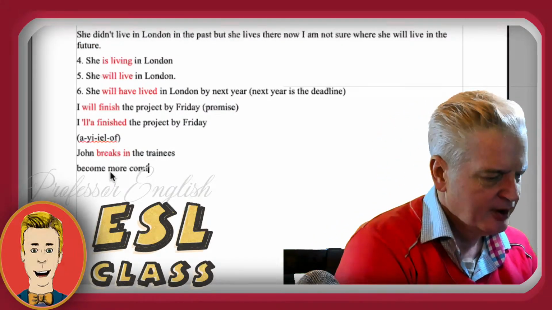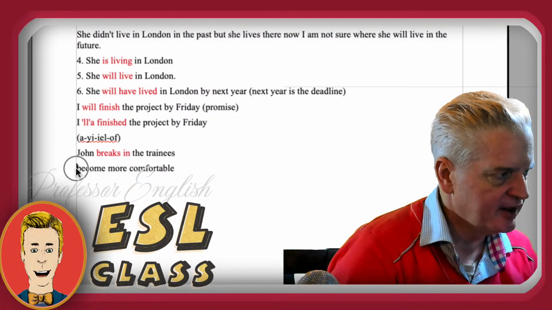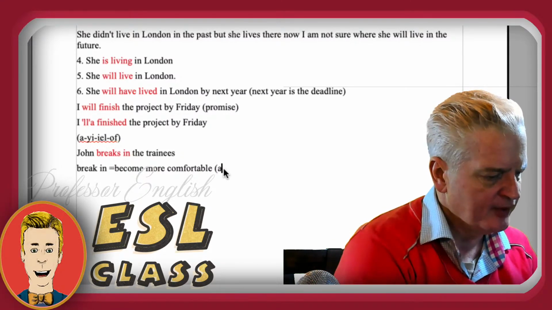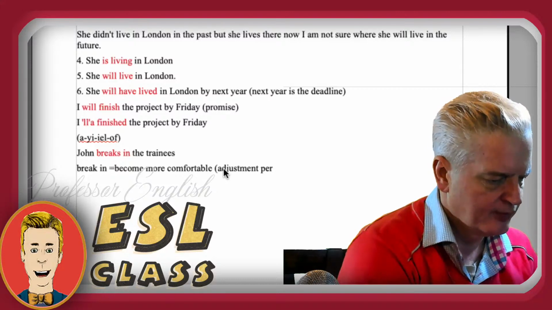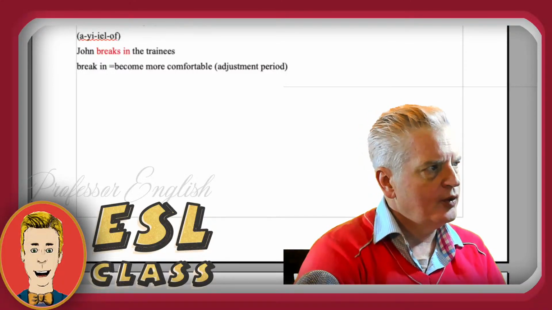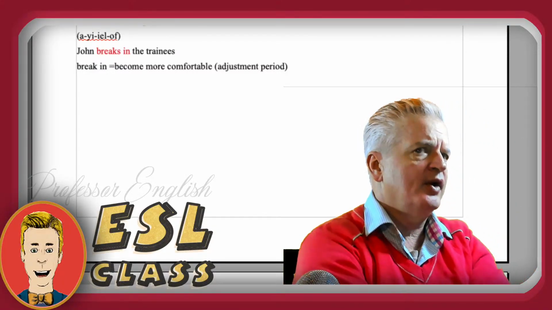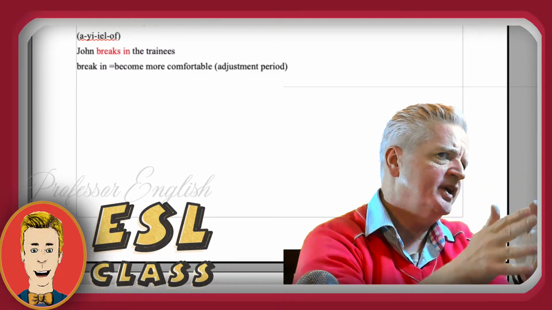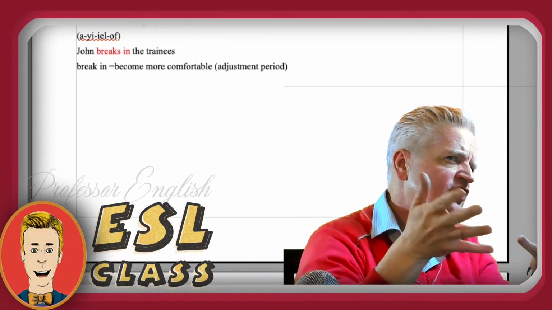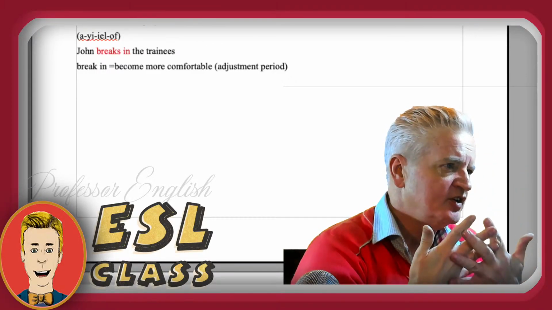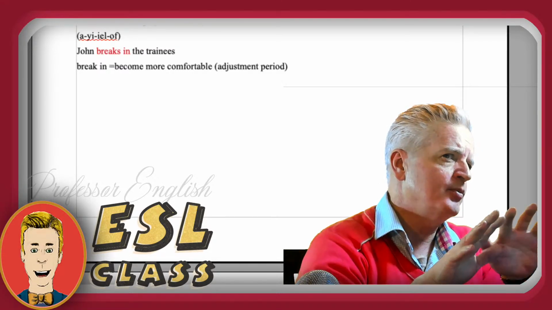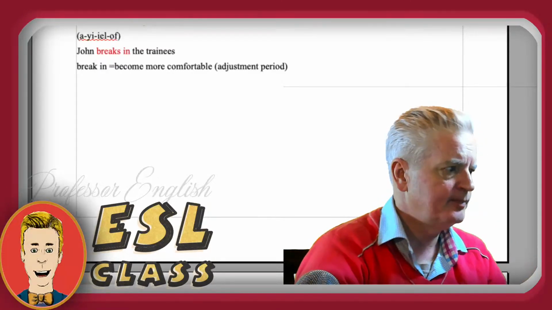Well, let's put break in here. Break in. Maybe you could think about this like an adjustment period. So why is that? When you buy new shoes, they're very uncomfortable for, I don't know, 1 or 2 weeks. But as you wear them, the shoes begin to form around your feet. They become more comfortable. This is a period where you and the shoes are becoming more comfortable. This is break in. This is a break in period. This is a period where things become more comfortable, where you start to fit.